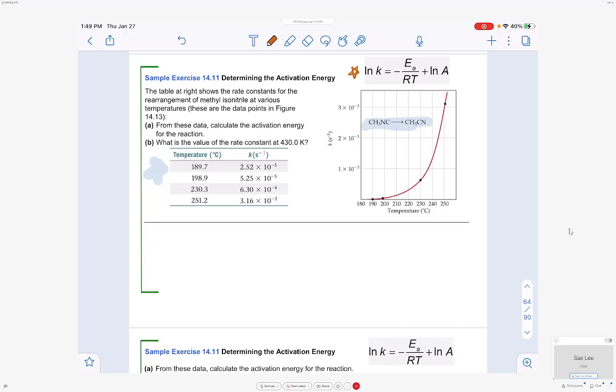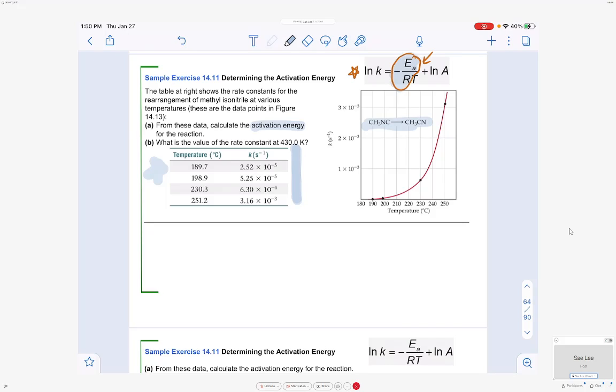We derive this equation from the Arrhenius equation, and we know that the negative activation energy over R will allow us to calculate the activation energy they're asking. However, we don't know this portion yet. But we can find this by finding the slope of this data. So using the data provided, we're going to graph this.